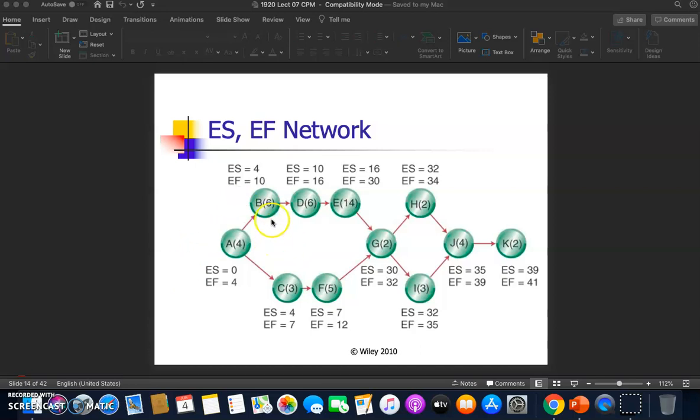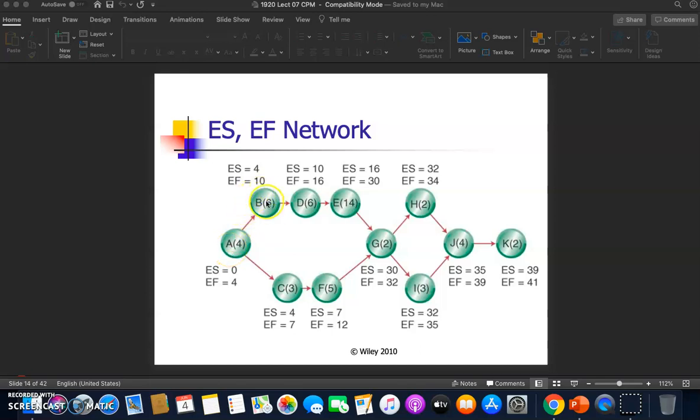Okay, I will explain the definitions in this diagram. So for the first activity, A. Activity A, earliest start is 0 because A is the first activity. Earliest finish is at week 4 because activity A takes 4 weeks to finish.